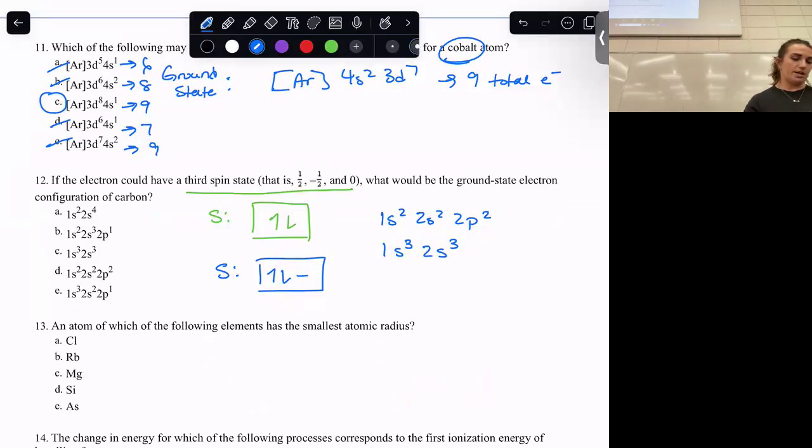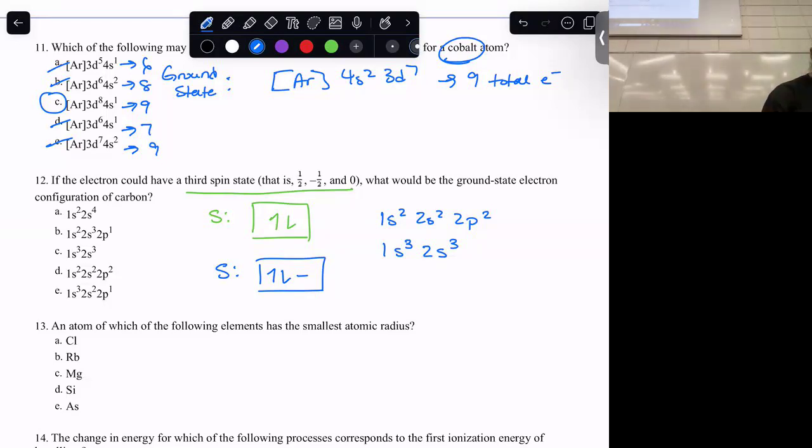So for question 12, we said if the electron could have a third spin state, that is 1/2, minus 1/2, and 0, what would be the ground state electron configuration of carbon? In the green, we have the original, what is actually happening, an upspin and a downspin for the s orbital. So you can have 2 electrons, one with an upspin, one with a downspin. In our new configuration, we now have an s orbital that can have an upspin, a downspin, and then no spin. So that's still counting for 3 electrons, okay? Now s can hold 3 electrons instead of 2.